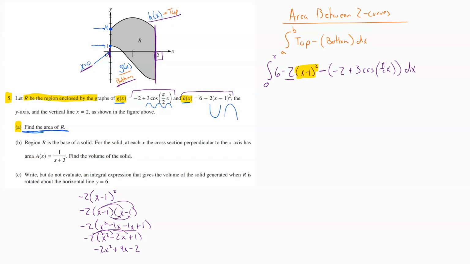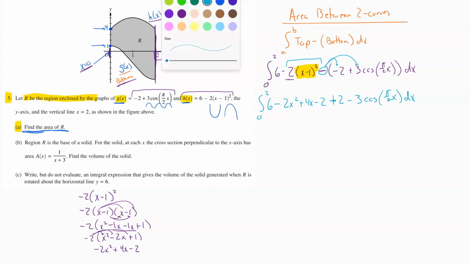So I'm going to now replace that into this problem for this piece right here. So I come through and I'm going to go the integral from 0 to 2 of 6 minus 2x squared plus 4x minus 2, and then minus, and as I come through, I'm going to go ahead and distribute this negative sign into everybody. So that negative negative is going to give me a plus 2, then distributing the negative down here gives me a minus 3 cosine of pi over 2x dx.